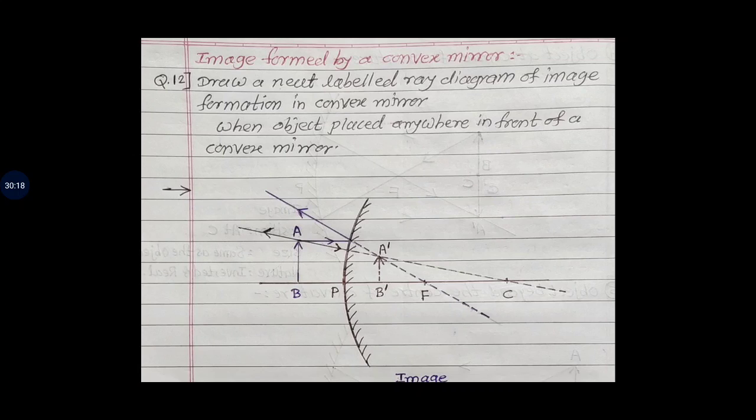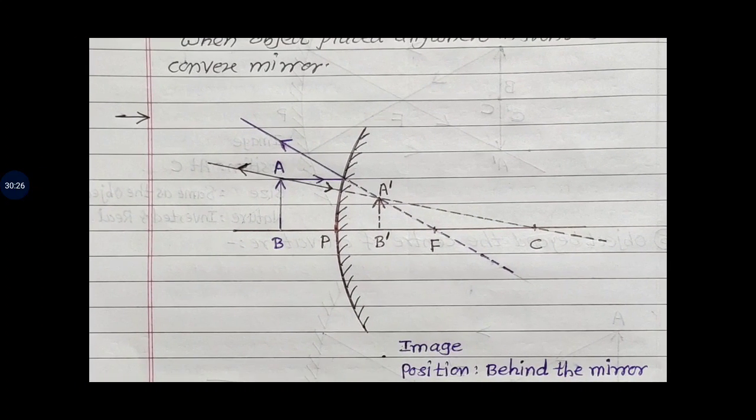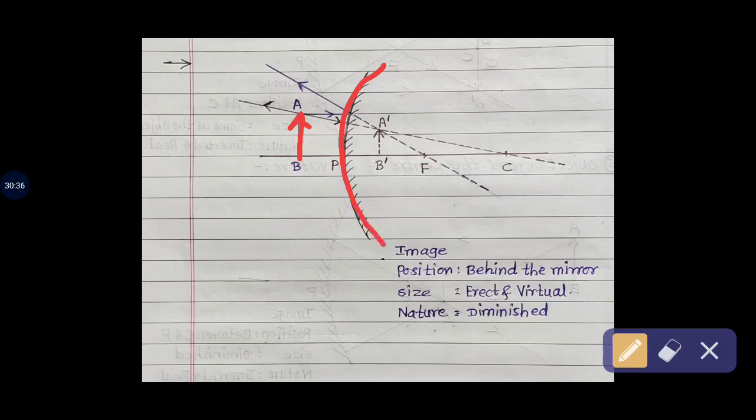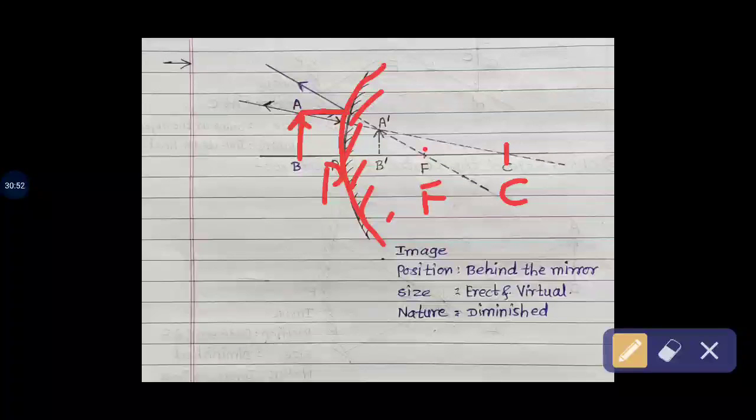Draw a neat labeled ray diagram of image formation of convex mirror when object placed anywhere in front of convex mirror. So already explanation given here, check that. Object is shown in front of this convex mirror. Show the arrows like this. Same basic concept. Center of the mirror is the pole. At 6 cm take the point C, and exactly half distance point F is there. So first incident ray is parallel to principal axis. Reflection takes place through the focus. So you label here.